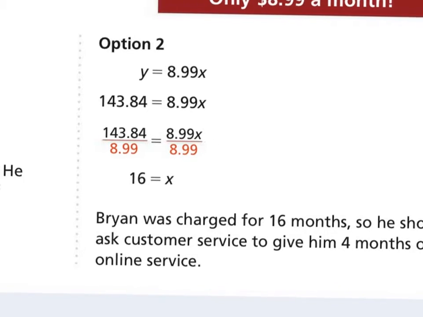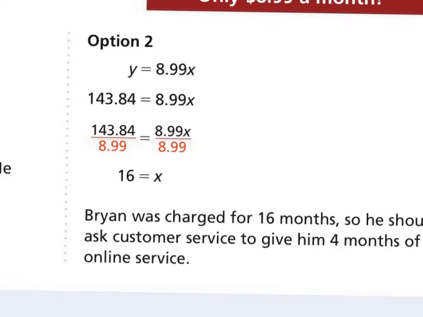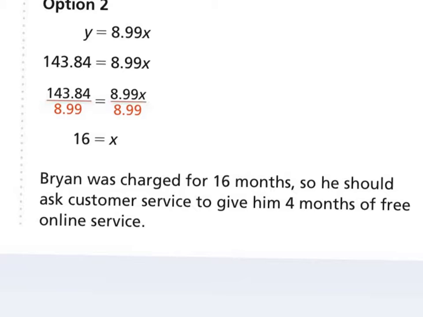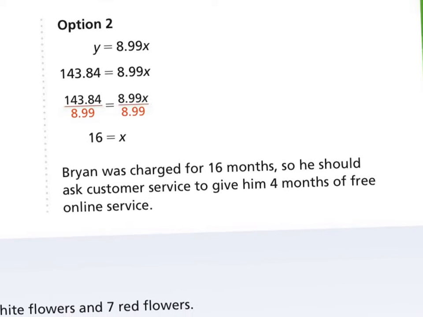Another way of doing that would be that you could have put in your equation $143.84 for the cost. They're multiplying, so if you divide by $8.99, you would get 16, and that shows actually that he was charged for 16 months instead of 12 months. And then he could just ask for 4 months. The next 4 months of not being charged would be another way that we could do that.